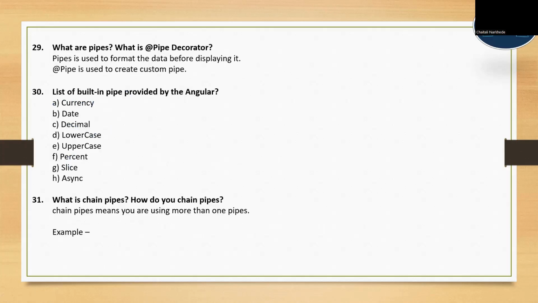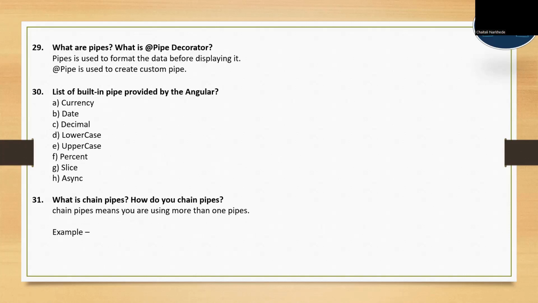Next question is, what are pipes and what is the pipe decorator? Pipe is used to transform data before displaying it. Suppose we are fetching data from a database and there is a requirement to show the data in a different format in the UI. So we can use the pipe, and @Pipe is used to create the custom pipe.